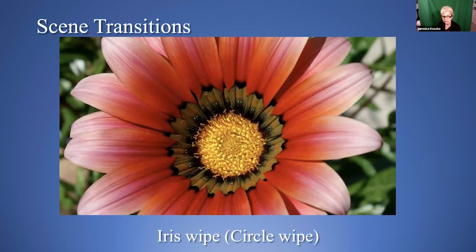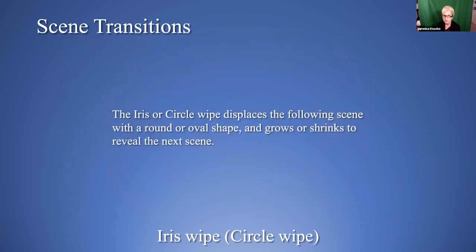And then an iris wipe or a circle wipe. The iris or circle wipe displaces the following scene with a round or oval shape and grows or shrinks to reveal the next scene.